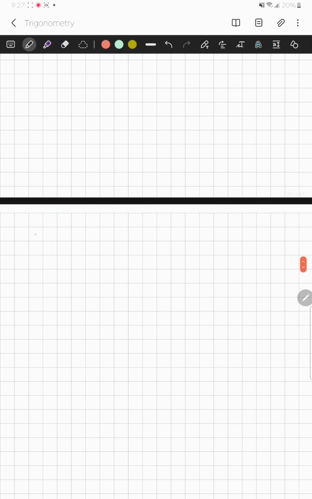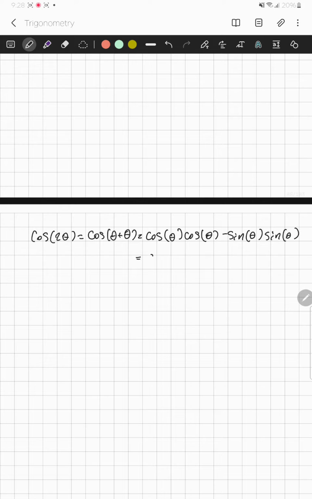We start with cosine 2 theta. Cosine 2 theta equals cosine of theta plus theta. This equals cosine theta multiplied by cosine theta, minus sine theta multiplied by sine theta. We have here cosine squared theta minus sine squared theta. We prove this equation, hence we should prove the other equations.